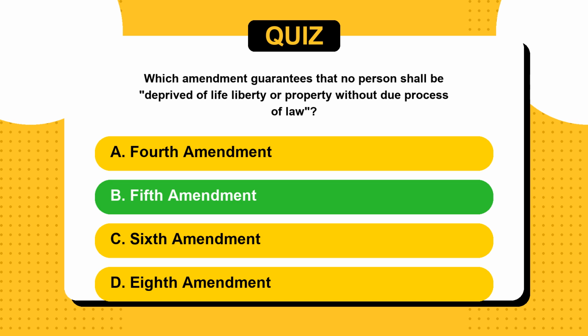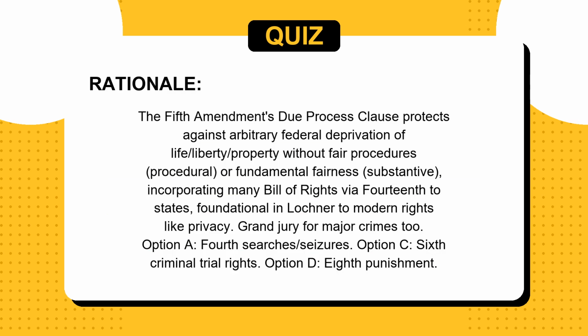The answer is B. The Fifth Amendment's Due Process Clause protects against arbitrary federal deprivation of life/liberty/property without fair procedures, procedural, or fundamental fairness, substantive, incorporating many Bill of Rights via 14th to states, foundational in Lochner to modern rights like privacy. Grand jury for major crimes too.